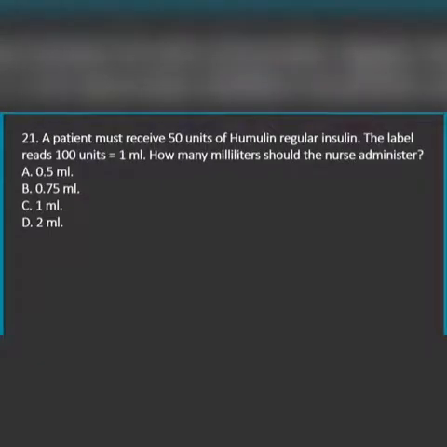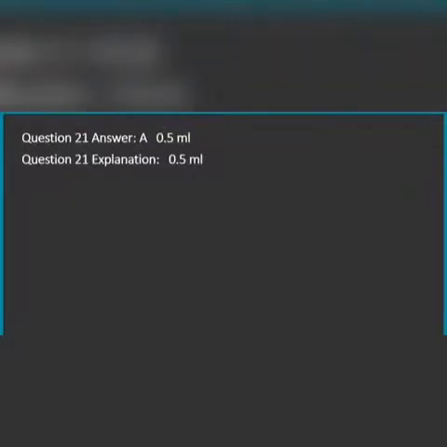Question 21. A patient must receive 50 units of Humulin regular insulin. The label reads 100 units equals 1 milliliter. How many milliliters should the nurse administer? A. 0.5 milliliters. B. 0.75 milliliters. C. 1 milliliter. D. 2 milliliters. Question 21. Answer: A. 0.5 milliliters. Explanation: 0.5 milliliters.